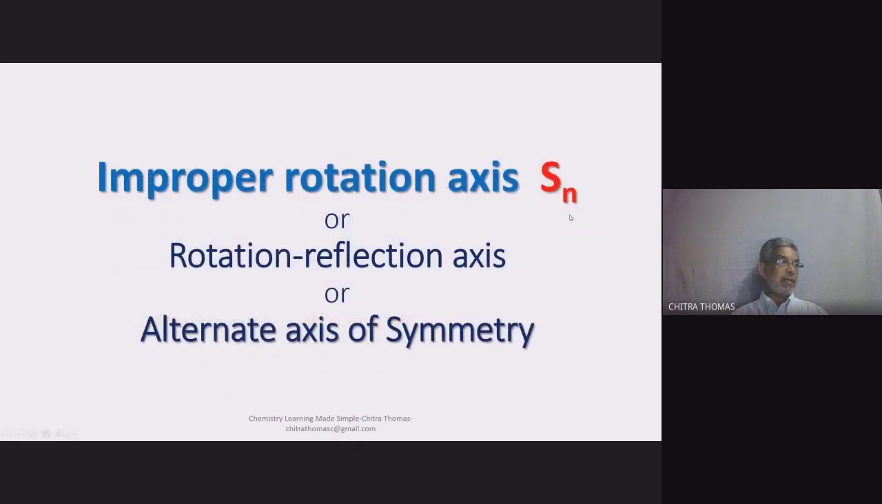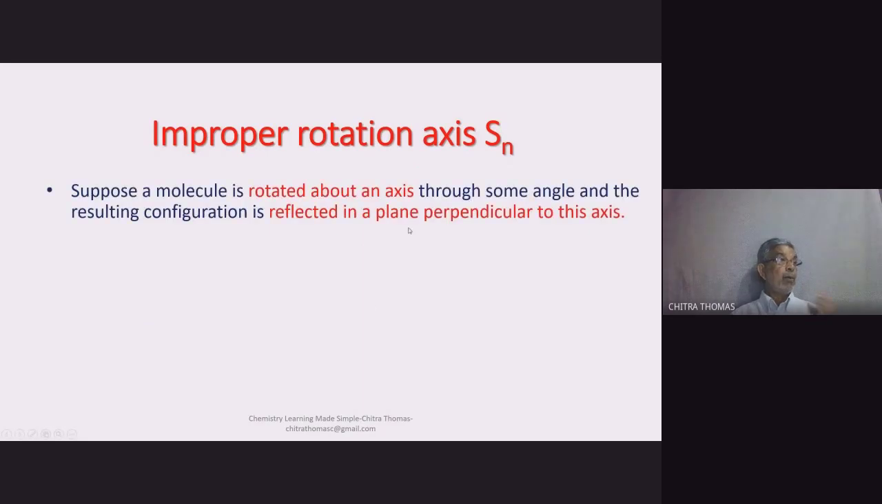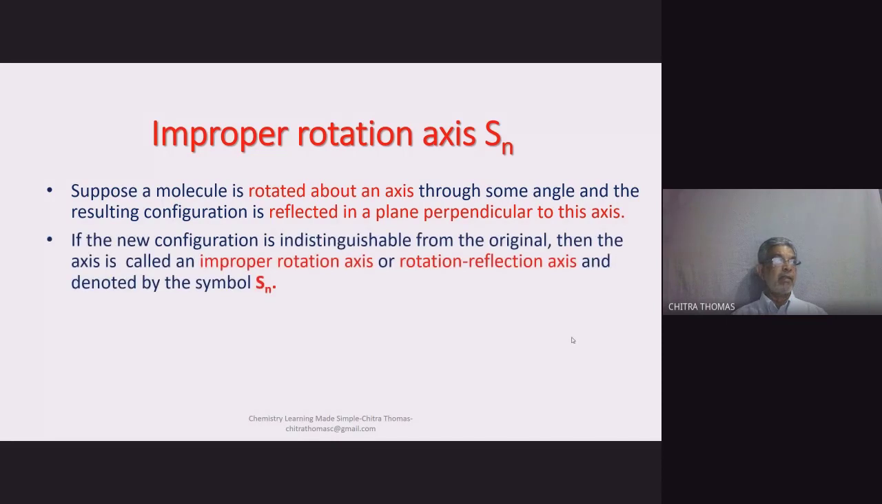Improper rotation axis Sn, or rotation-reflection axis, or alternate axis of symmetry. Suppose a molecule is rotated about an axis through some angle and the resulting configuration is reflected in a plane perpendicular to this axis. If the new configuration is indistinguishable from the original, then the axis is called the improper rotation axis or rotation-reflection axis, and denoted by the symbol Sn.